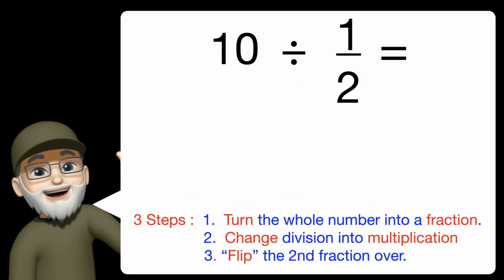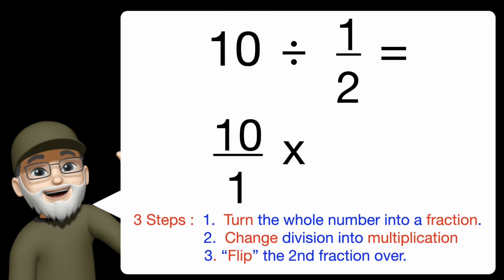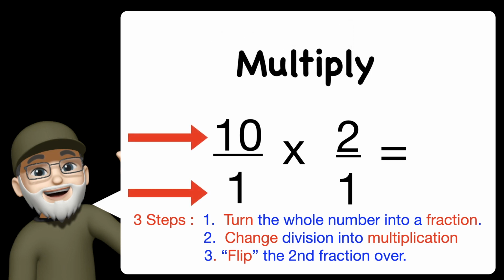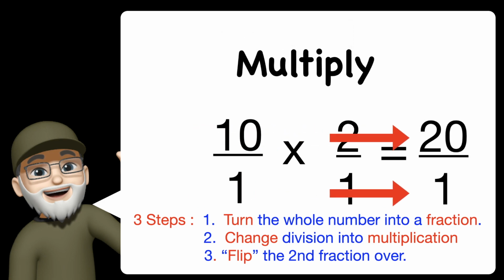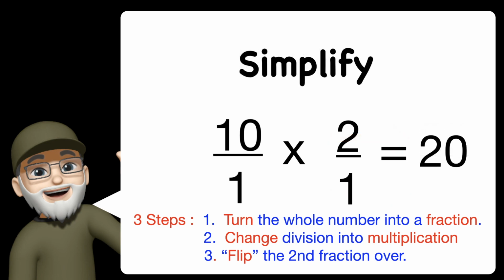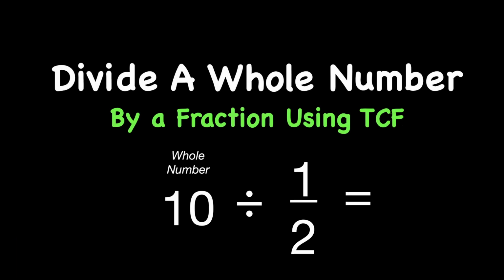We have 3 steps. Step 1 is we want to turn the whole number into a fraction. In this case, we write it as 10 over 1. Then change division to multiplication and flip the second fraction over into its reciprocal. We then multiply straight across and get 20 over 1, which simplifies to 20.